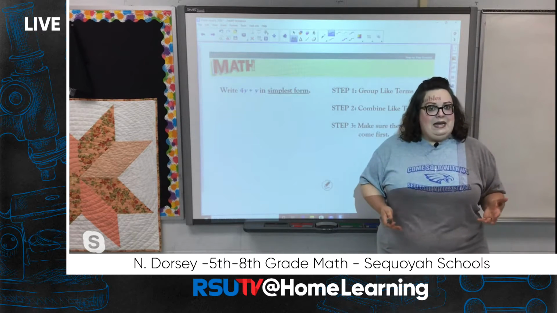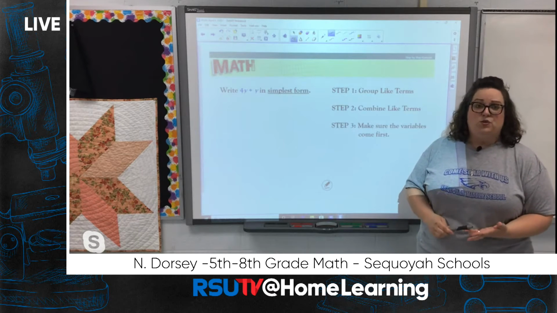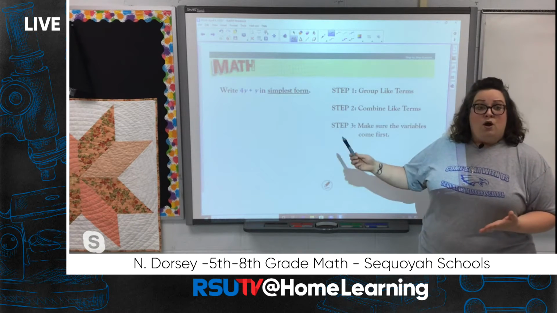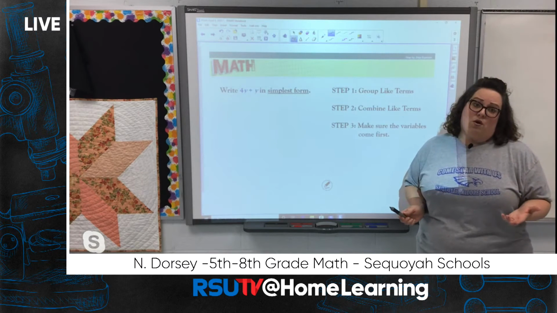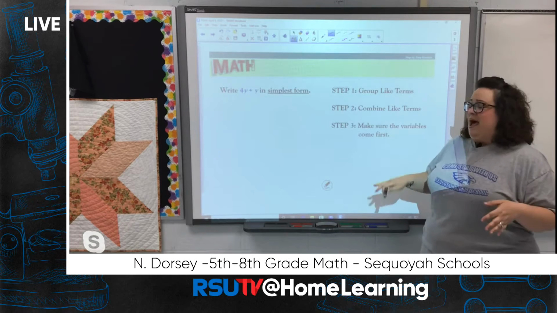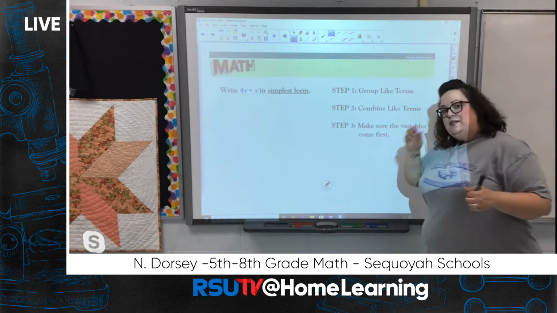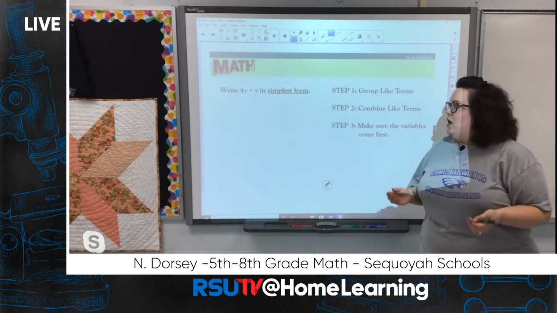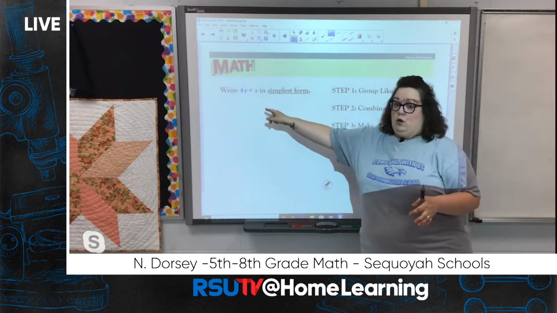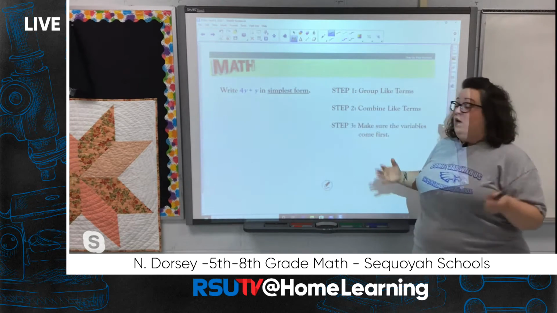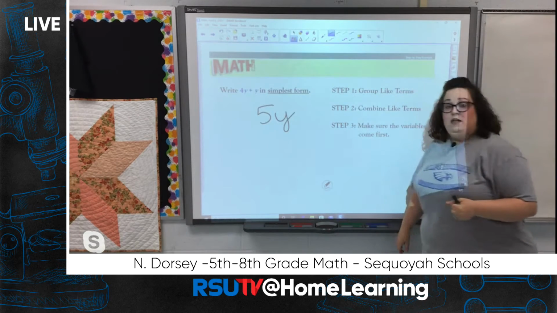I always add that in because when you get into higher mathematics like Algebra 1, Algebra 2, geometry, you are going to have to put those variables in alphabetical order. So it's just a good habit to get into that form now. So I've got 4y plus y. I like to make the variables represent something. So when I think of y, I think of yo-yos. So I've got 4 yo-yos plus 1 yo-yo, and I get 5 yo-yos. So 5y is your final answer.